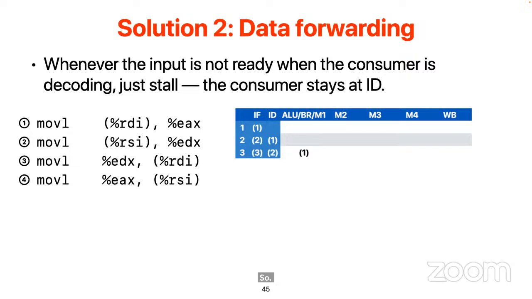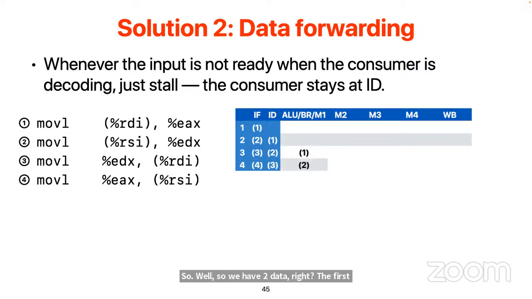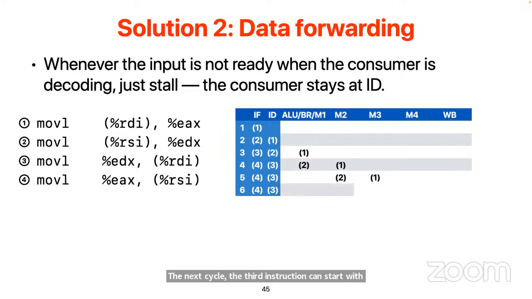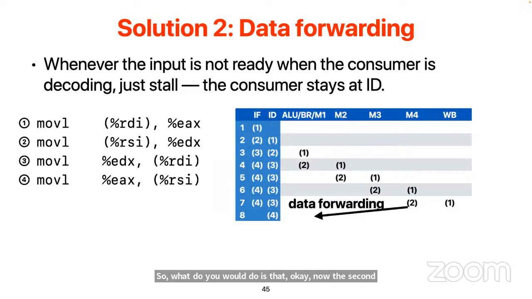So we have two data dependencies, the first and the fourth. If you have data forwarding, it means that when the second instruction is done with its M4 stage, in the next cycle the third instruction can start with its M1 stage. So now the second instruction finishes its M4 stage, and finally we can have this data forwarding here, from the output of M4 to the input of M1. That's when we can start 3.